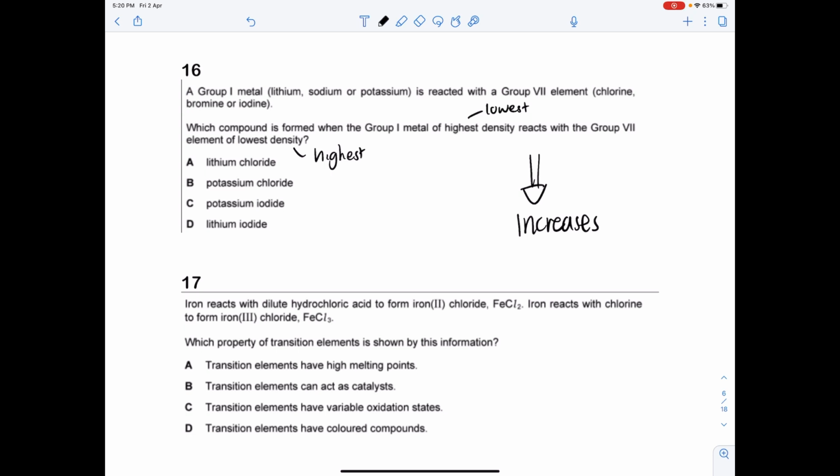So let's rule out the first non-metal. Is it lithium or potassium? Well, group 1 metal, we need the one lowest down. So it's not going to be lithium. Now, so it's potassium something. Now the group 7 element of the lowest density. Well, that's going to be the one highest in the periodic table. Chlorine is higher than iodine, so the answer must be B.